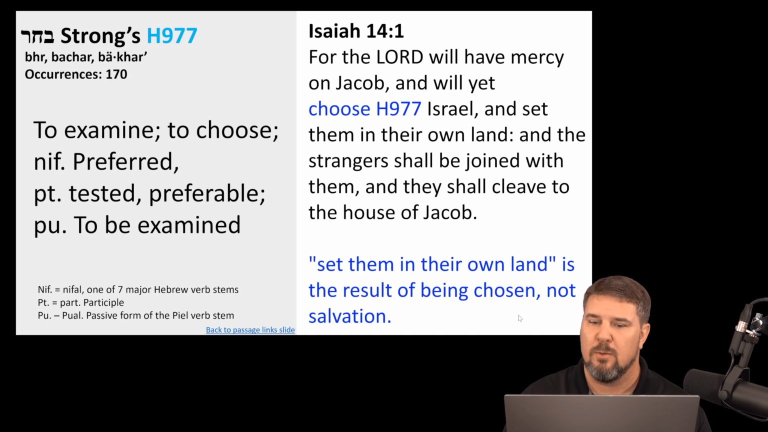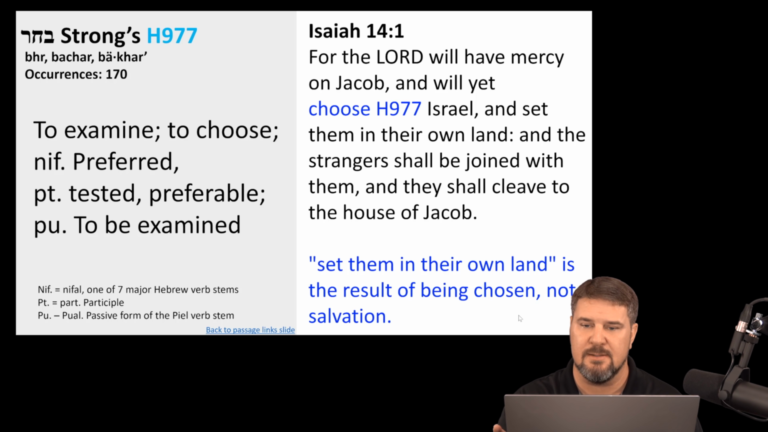Isaiah 14:1, for the Lord will have mercy on Jacob and will yet choose Israel and set them in their own land, and the strangers shall be joined with them, and they shall cleave unto the house of Jacob. Set in their own land is a result of being chosen. Salvation is not the result of being chosen. Being set in their own land is the result.